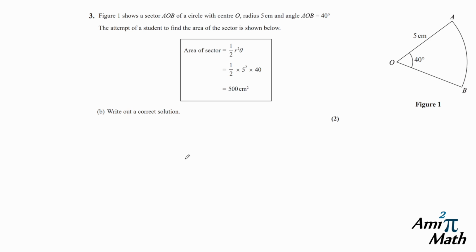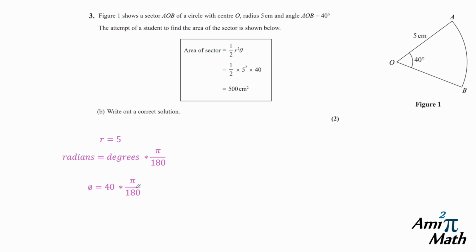And obviously it's going to ask us to write out the correct solution. So we know that r equals 5, that part was correct. And we know that 40 is our degrees, but we need to calculate it into radians. So our formula for radians is degrees multiplied by pi over 180.